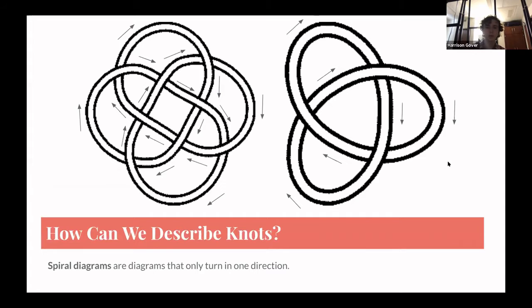We also have spiral diagrams, and those are diagrams that only turn in one direction. So if you are standing on top of the knot and you decided to walk in a specific direction along the knot, you would only really turn in one direction. You can see on the left knot, it only goes right, and it just goes and goes, and you can follow it with your eyes. And it's the same thing with the right diagram.